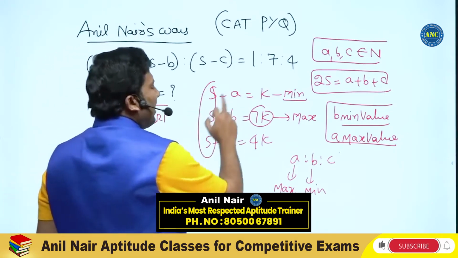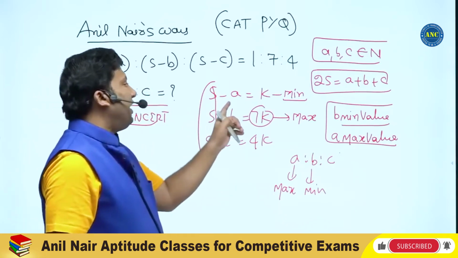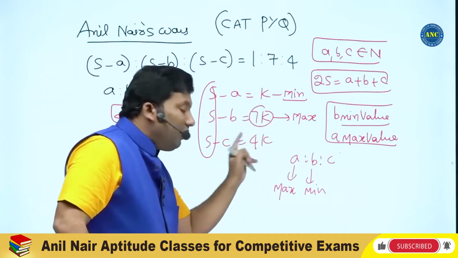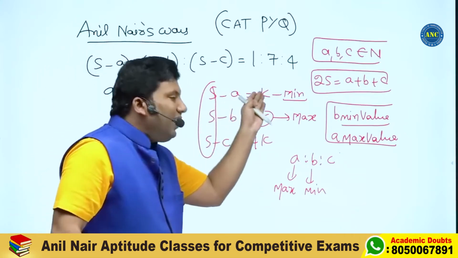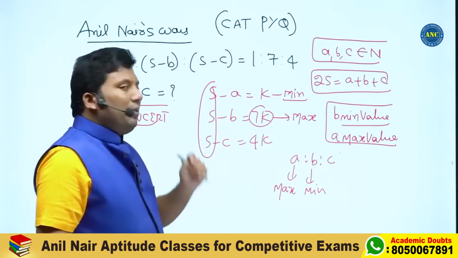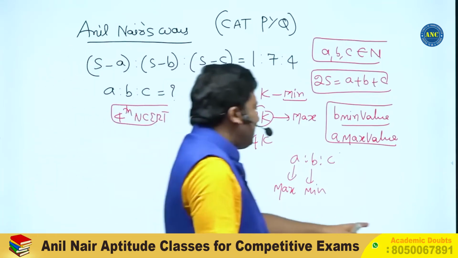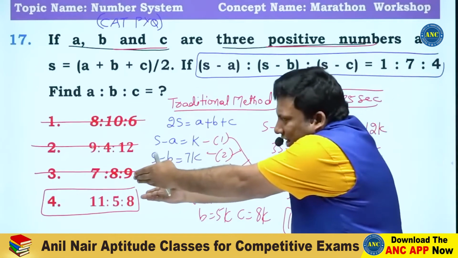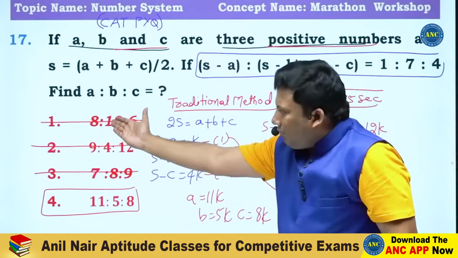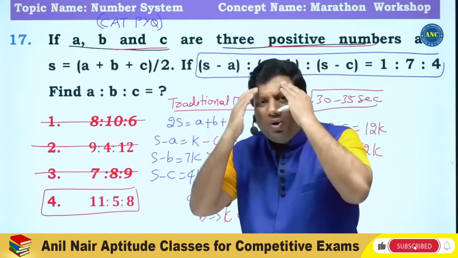S minus A equivalent to K. A, B, C got a negative sign. If it is a negative sign, K, 7K and 4K. 7K is maximum, so B should be minimum. K is minimum, so A should be maximum. Where is the maximum value? A is present in the answer option. For me, A is quite visible. 10 is the B value, 12 is the C value, 11 is the A value. Are you all with me?